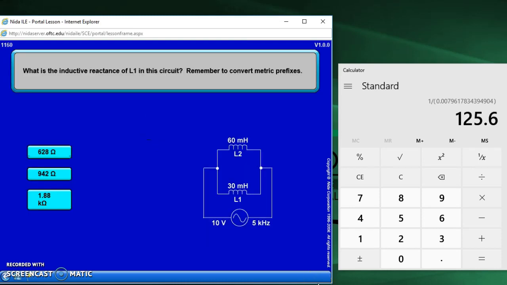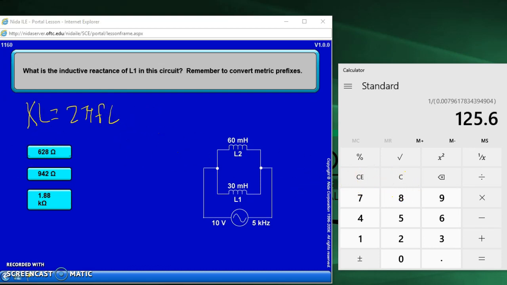So here we go. We get to apply it now. So again, we can do this one or two ways. I'm going to do this one both ways just to let you see it. First thing we've got to do is get the X of L of each one of those. So let's get the equivalent one for the 30. Let's get the equivalent one for the 60. And we know X of L equals 2 pi f L. That should be drilled into our brains at this point.